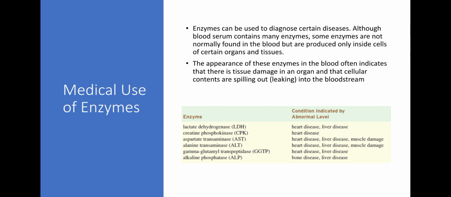So what are the different medical uses of enzymes? Enzymes can be used to diagnose certain diseases. Although blood serum contains many enzymes, some enzymes are not normally found in the blood but are produced only inside cells of certain organs and tissues. The appearance of these enzymes in the blood often indicates that there is tissue damage in an organ and that cellular contents are spilling out into the bloodstream.